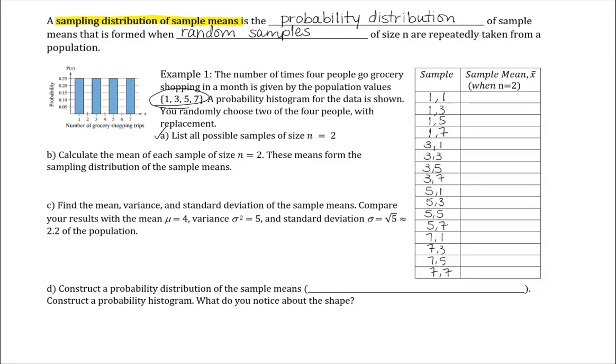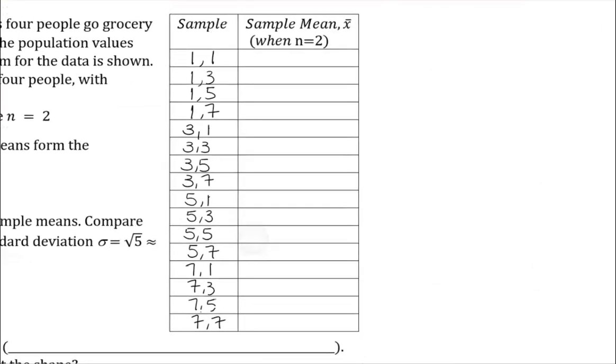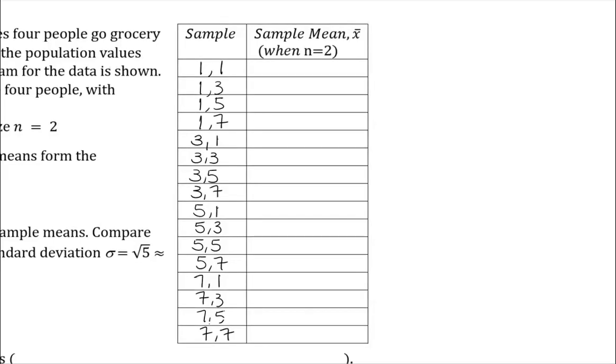B is asking us to calculate the mean of each sample of size 2. I'll talk about that second sentence in a second. So I'm going to go over here and calculate these means. I'm just going to be averaging the 2 numbers that are in my sample. So for example, for that first mean, the numbers in my sample were 1 and 1. So I would do 1 plus 1 and divide it by 2. We're averaging it. And that would give us an average of 1.